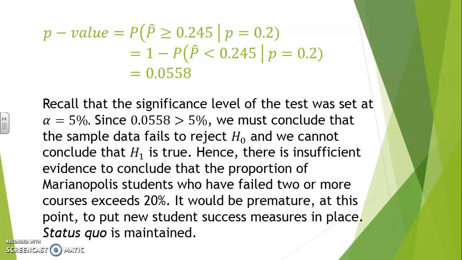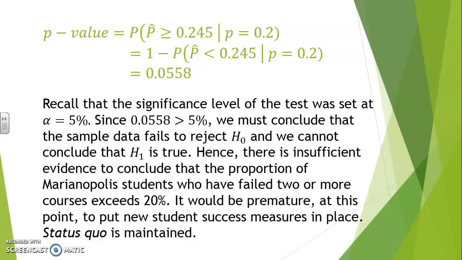Now remember, the p-value is then compared to the significance level. Since we had set this significance level at 5%, and our p-value exceeds 5%, we must conclude that the sample data fails to reject H0. We cannot conclude that H1 is true. Hence, there is insufficient evidence to conclude that the proportion of Marianopolis students who have failed 2 or more courses exceeds 20%. And it would be premature to put new student measures in place.